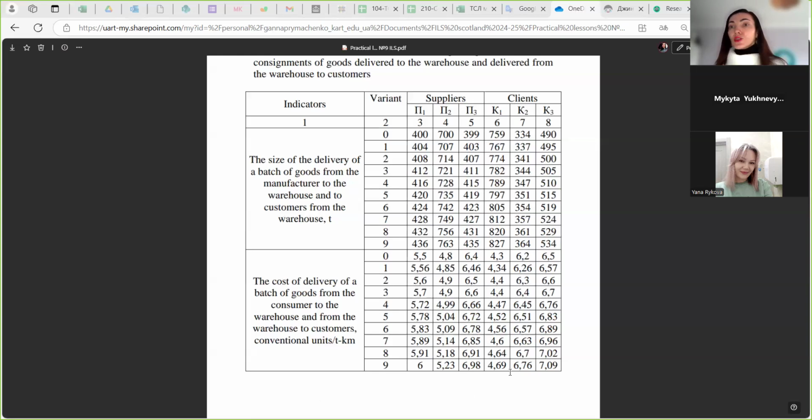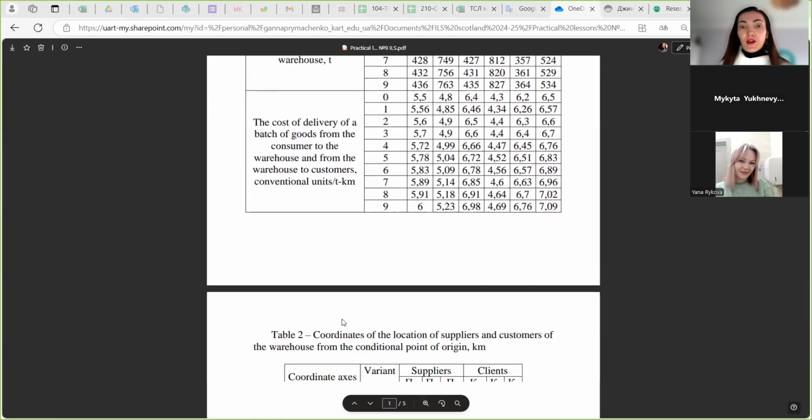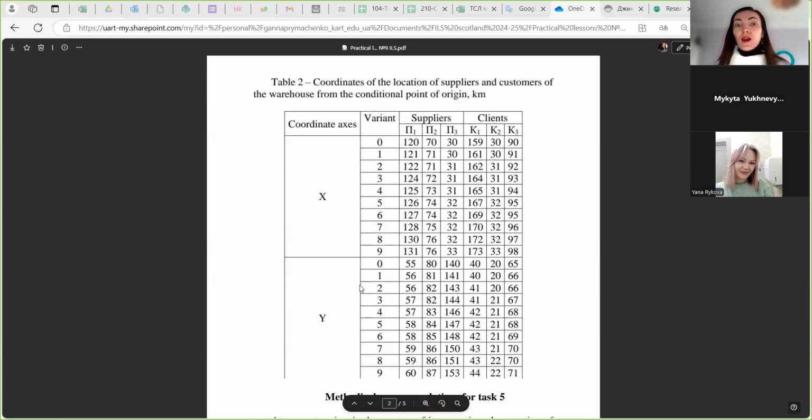Next, we need to use the distance, the distance along axis y. I open table number 2. We also need the last line in our table, only coordinate axis y, and for client K1. For variant 0, it is 40 kilometers. For the first variant, 40 kilometers. For the second variant, 41 kilometers. And so on for other variants, also the third column from the end. Find your distance. Multiply these parameters one by one.